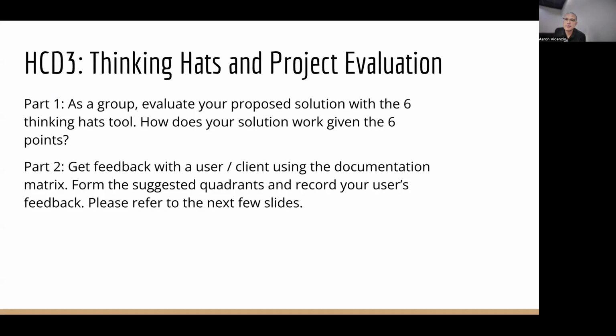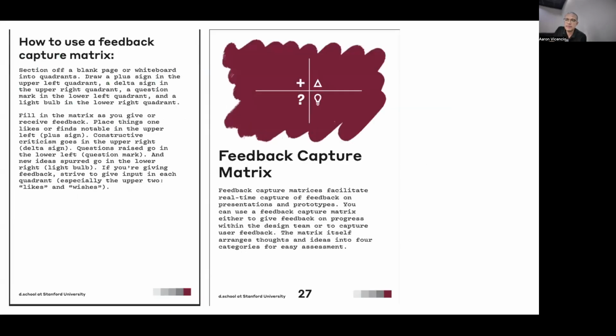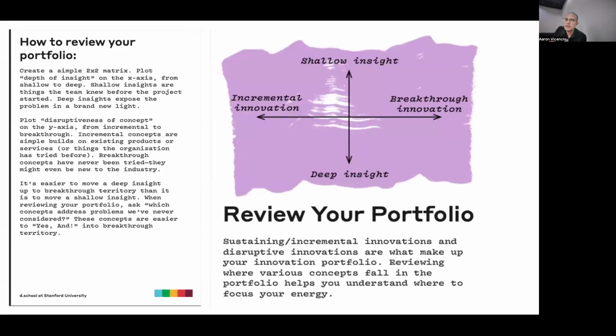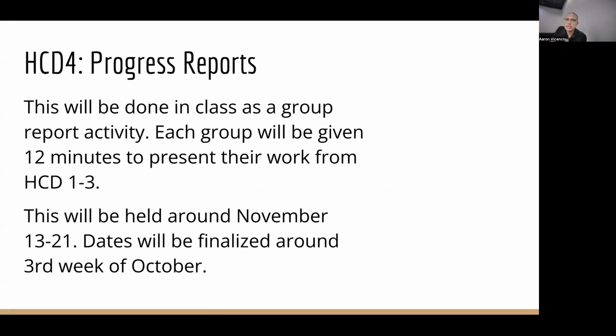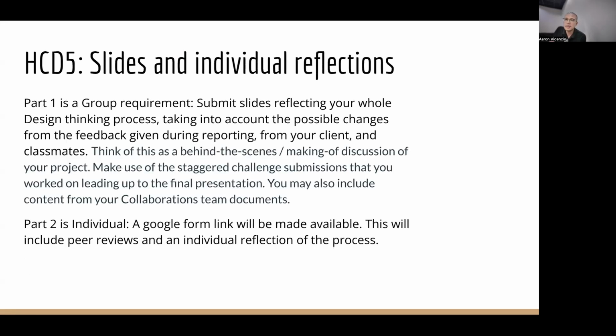HCD3 is the thinking hats. As a group, you evaluate your proposed solution with the six thinking hats tool, and look at how your solution works given the six points. Get feedback, documentation, and so forth. This is a feedback capture matrix. You are to review your project proposal, and then HCD4 will be a presentation done in class. This will be finalized later on. HCD5 is a documentation of the whole process. Part one is a group requirement. Part two is individual. You are to include peer reviews and your reflection.